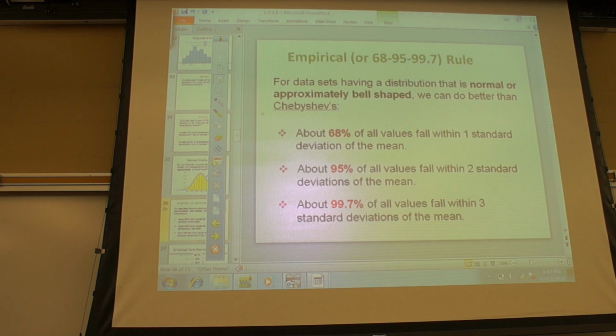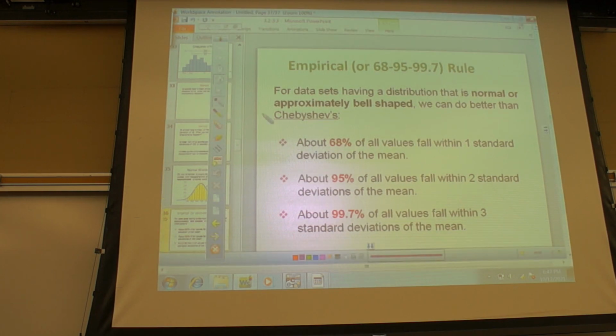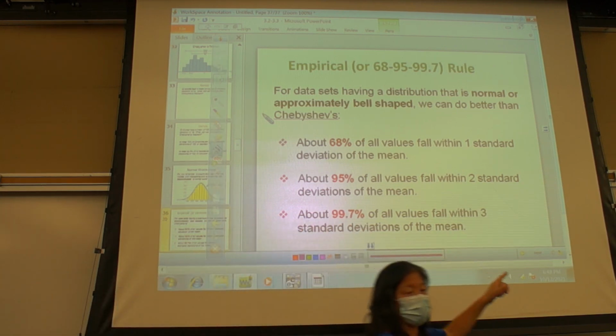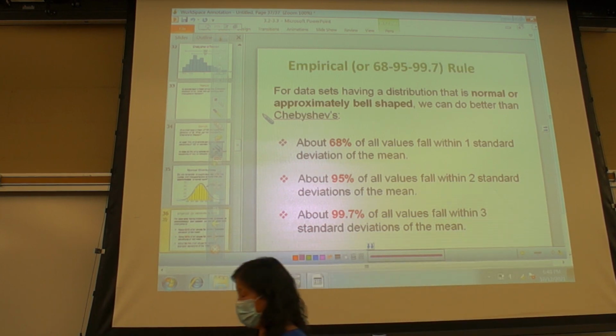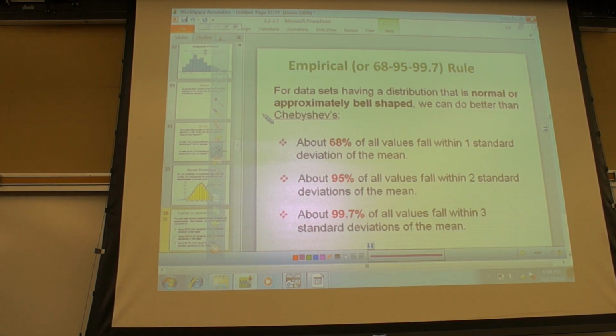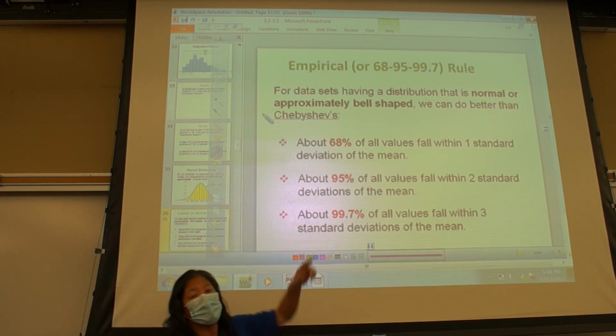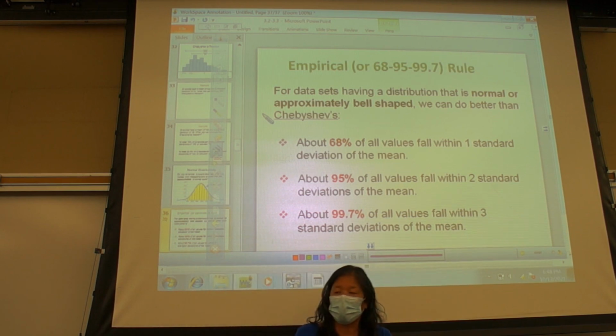It looked like this, that bell curve. So here's the thing. If your data is in that bell curve, if it's approximately normally distributed, then we can do better than Chebyshev. Chebyshev says for 2 standard deviations, at least 75%. So between 75% and 100% will fall within 2 standard deviations.